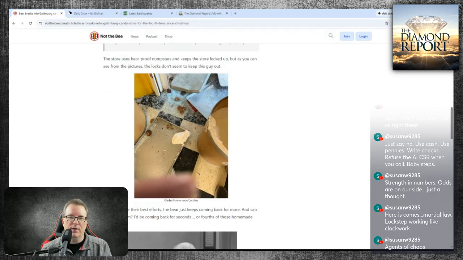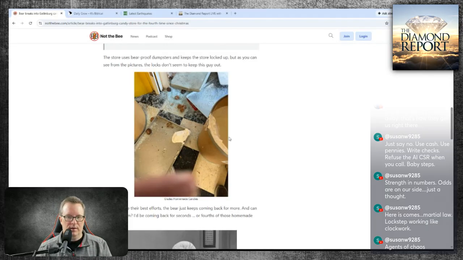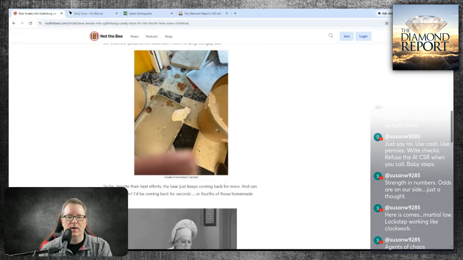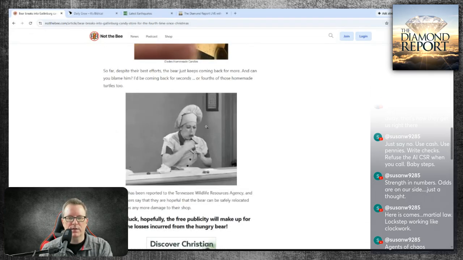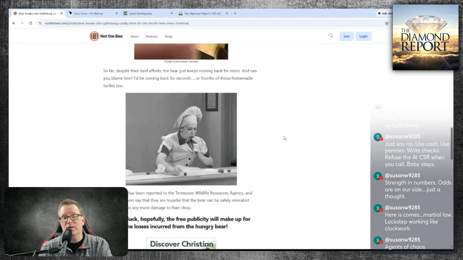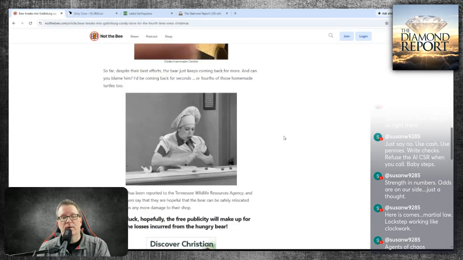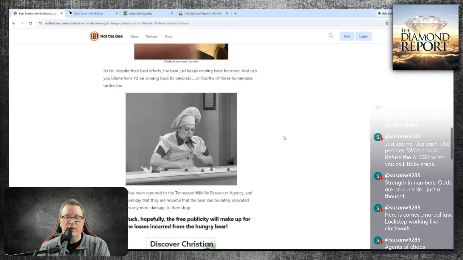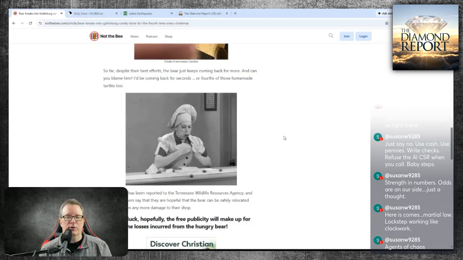Yeah, I don't know if that's candy or if that's something else right there, but word to the wise, don't pick up stuff off of the floor and start eating it in a bear candy store break-in. That would not be a good plan. And here's Lucy figuring it out. So far, despite their best efforts, the bear just keeps coming back for more. And can you blame him? I'd be coming back for seconds and fourths of those homemade turtles, too.